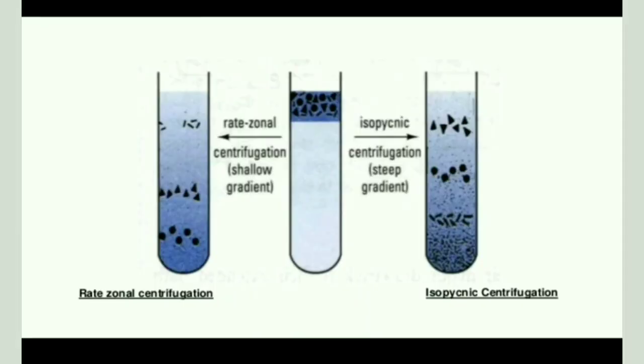This diagram shows the difference between rate-zonal centrifugation and isopycnic centrifugation. These samples are loaded above a density gradient. In rate-zonal centrifugation, a shallow gradient is obtained, that is, this centrifugation occurs purely based on size, whereas isopycnic centrifugation occurs in a steep gradient. That is, this centrifugation is based on density.